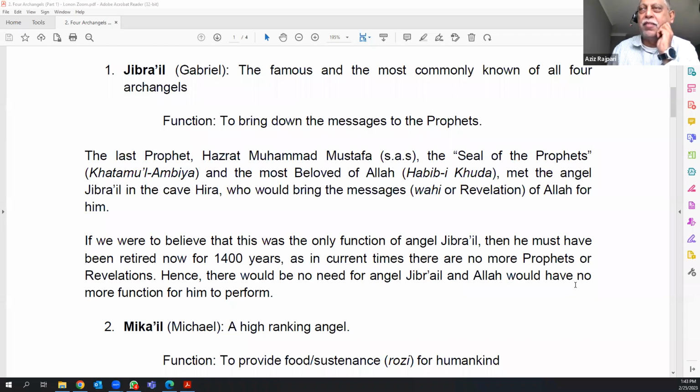You think he will be receiving some kind of retirement funds, maybe 401k, some sort of a golden handshake? And what would he be doing for 1400 years? Because his only job was to bring wahi, revelation to the prophet, and we haven't had any prophet for 1400 years.